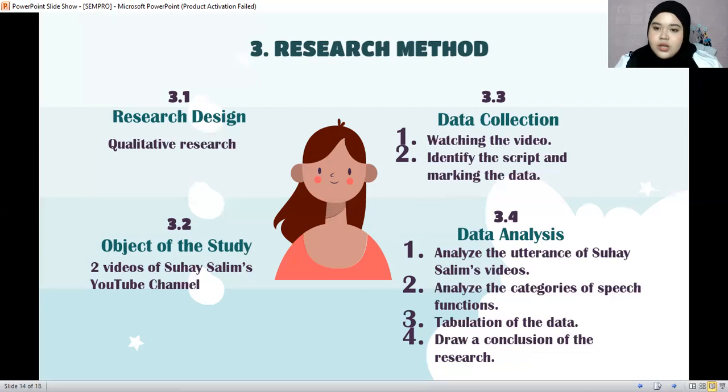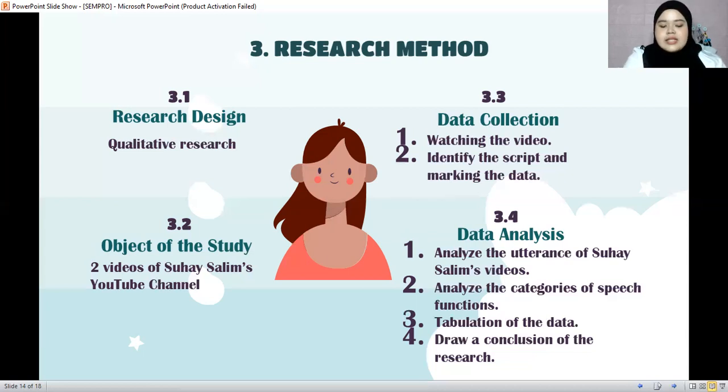And third is the tabulation of the data. In order to make it easier, the researcher will use 2 tables to count and record the data. The purpose of the first table is to classify the types of speech functions. Then the second table is used to calculate the final result and to determine which category of speech functions Suhail Salim used the most. The use of these two tables is very useful to facilitate the researcher in analyzing the data.